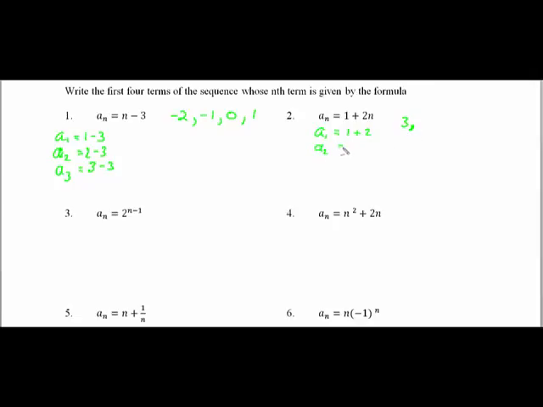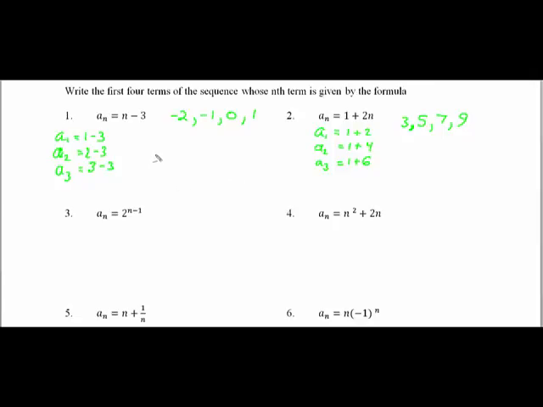My a sub 2, plugging 2 in for the n, so this would be 1 plus 4, and 1 plus 4 is 5. A sub 3, plugging my 3 in for n, so this is 1 plus 2 times 3, which is 7. Please make sure you use order of operations correctly and don't just go, if you have 1 plus 2 times 3, don't go 3 times 3. Then I can assume that the next number would be a 9. And to check, I would plug 4 in for n, and 1 plus 2 times 4, which is 8. 1 plus 8 is 9. So that's how I will do these 2 sequences.